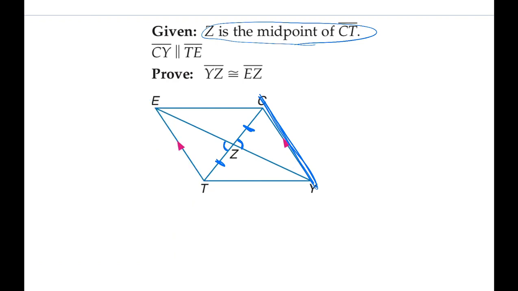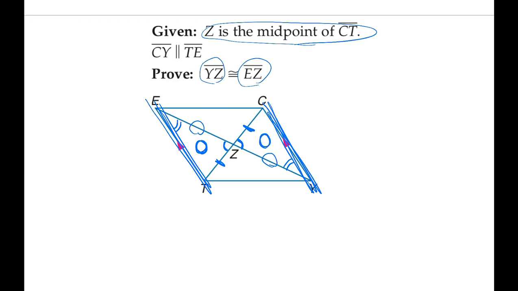We just need to know which ones they are asking for here. We want to show YZ and EZ are the same. So Y to Z and E to Z. We want to show that these are the same, so our triangles need to have these as sides. Because these are parallel, this angle is the same by alternate interior angles. And that tells us that this triangle matches this triangle, and then we can use CPCTC to say their parts match. Okay, that's my big picture plan.